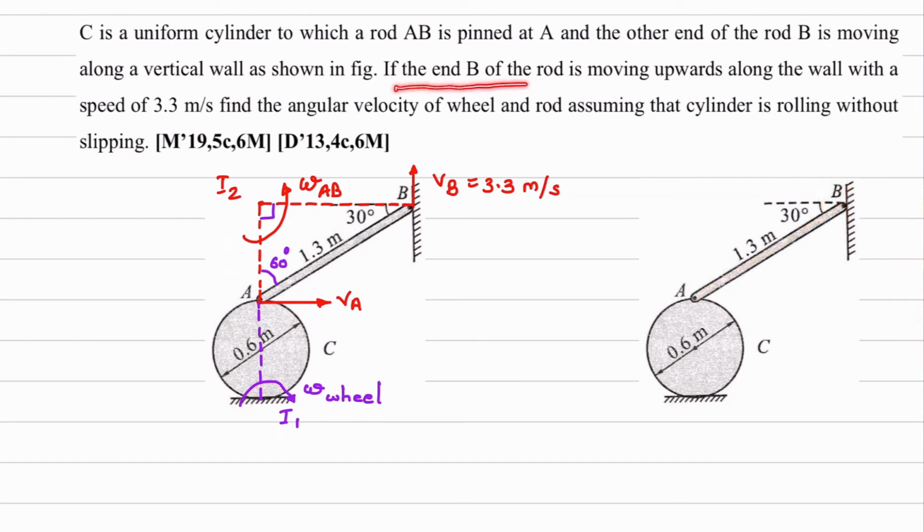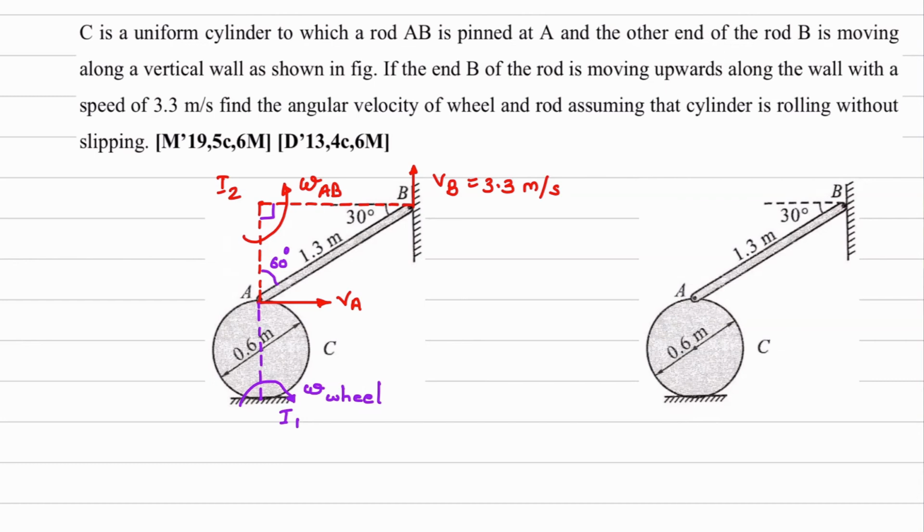The end B of the rod is moving upwards along the wall with a speed of 3.3 meter per second. So the velocity vector is known. VB is 3.3 meter per second in upward direction. Find the angular velocity of the wheel and rod. So we have to find omega of wheel and omega AB, assuming that the cylinder is rolling without slipping. So this cylinder is rolling without slipping, meaning ICR will be at this location. Here I have written ICR I1.